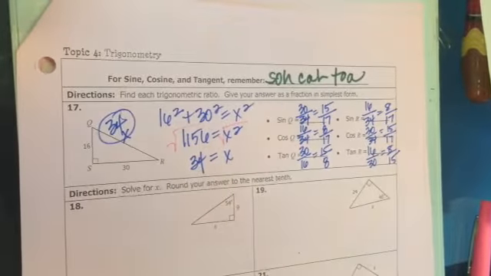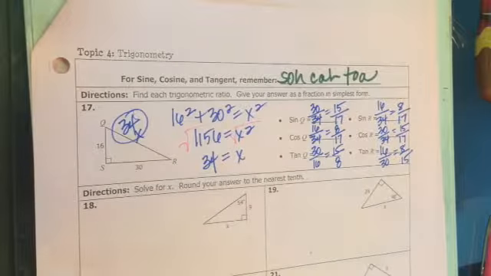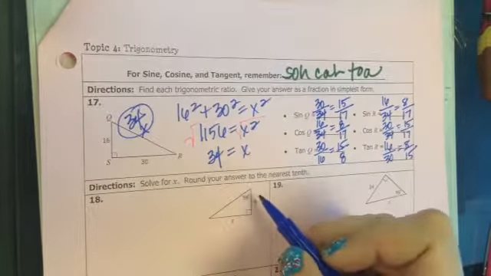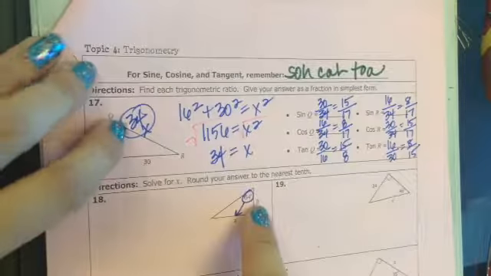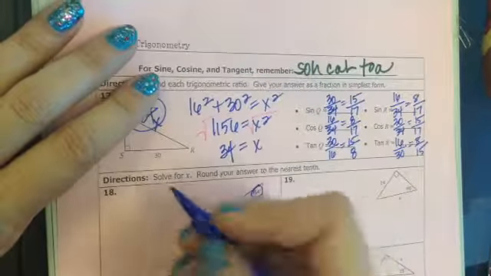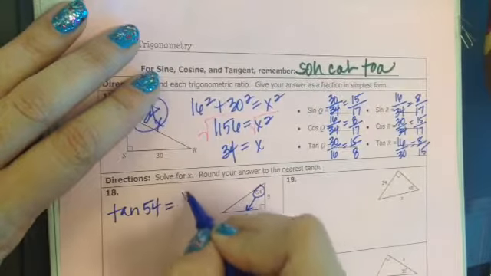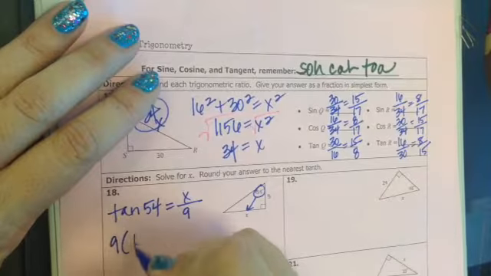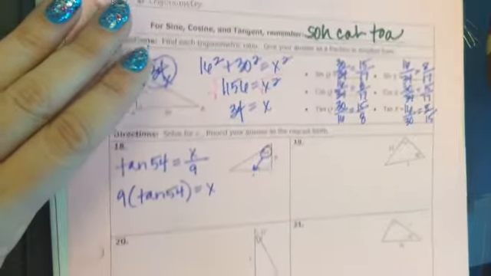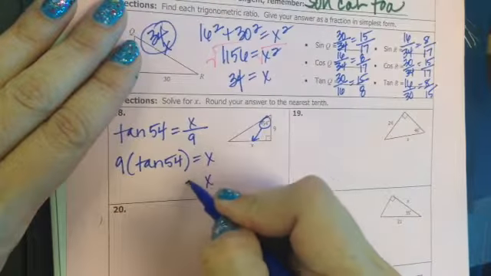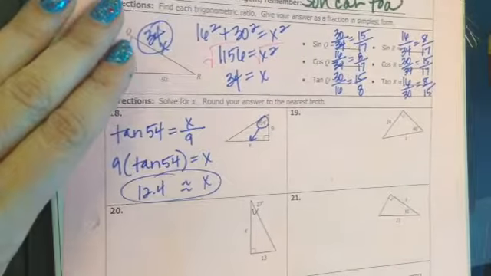In number 17, all we had to do was write the ratios out. Now let's go use them. Number 18, I have an angle 54. I'm looking for the side opposite of it, and I have the adjacent side. So I'm going to use a tangent ratio: tangent of 54 is equal to x over 9. 9 times the tangent of 54 would give us x. Undo that divide by 9 by multiplying by 9. X is approximately 12.4.